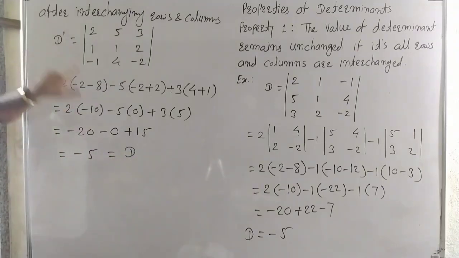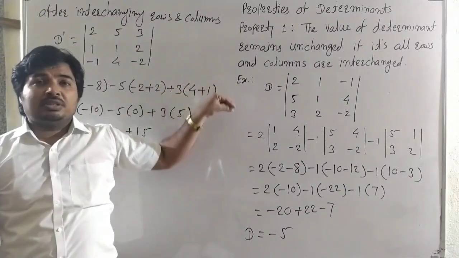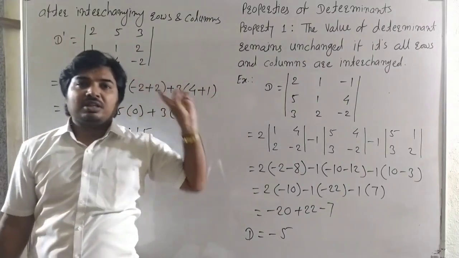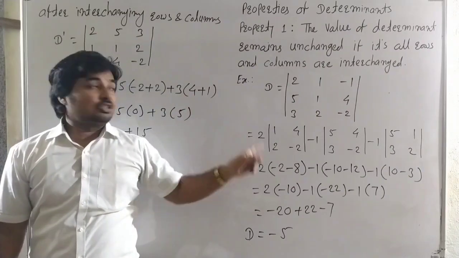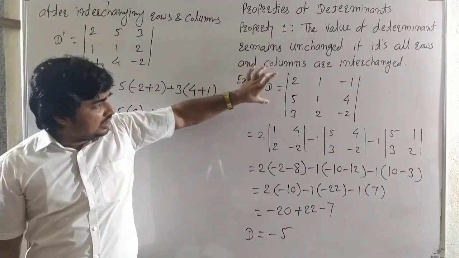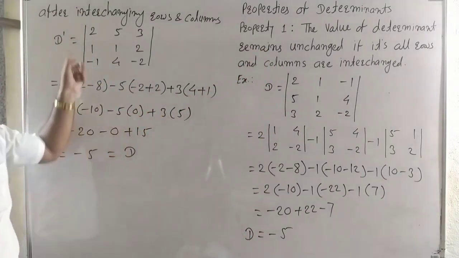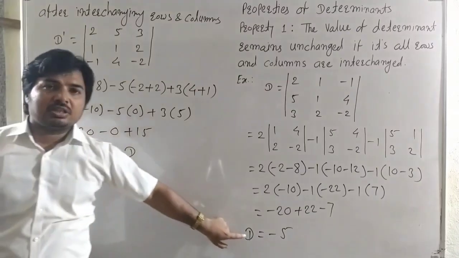Okay, therefore the value of D dash is equal to D. Here see carefully. The property says the value of a determinant remains unchanged when all its rows and columns are interchanged. Okay, here we can take one example. See carefully this. It is -5 determinant and it is also -5.